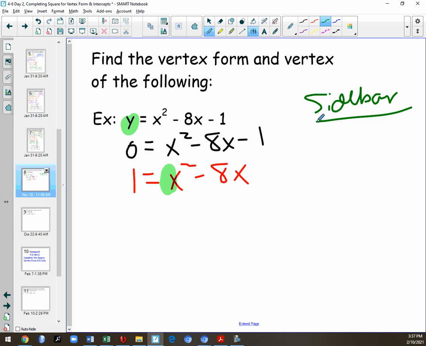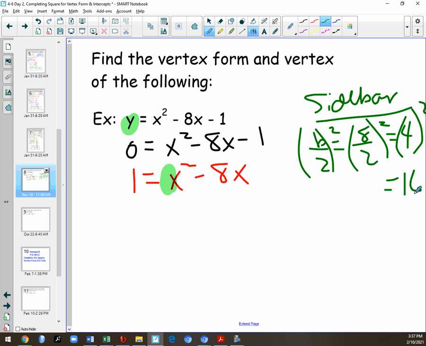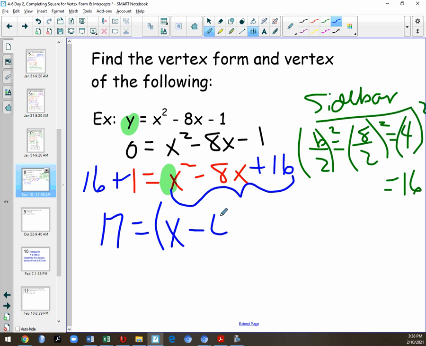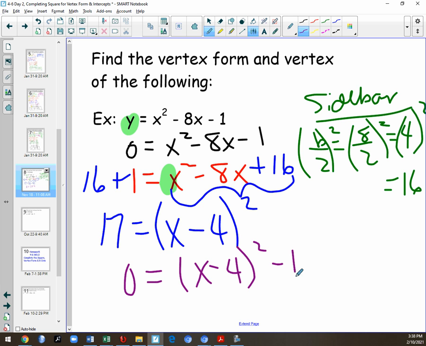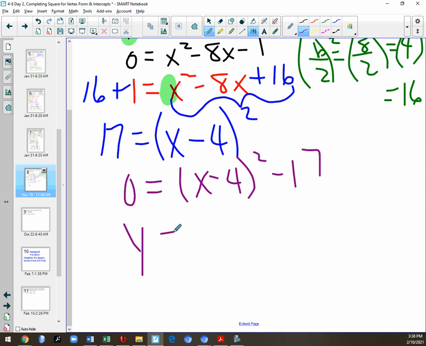So then we're going to go ahead and do our sidebar. So our sidebar is going to be our b divided by 2. So our b is 8, divided by 2 is 4. Squared is going to be 16. 16 is what we're going to tack on to both sides of our equation. So I have 17 is equal to, these three terms are going to turn into an x minus 4 quantity squared. Now we're very close to vertex form. All we have to do is bring that 17 back over. So 0 is equal to x minus 4 squared minus 17. And replace the 0 with a y, and we're right back to where we were supposed to be.